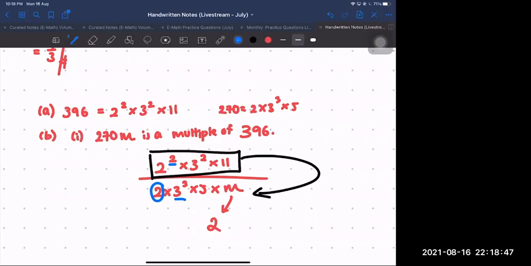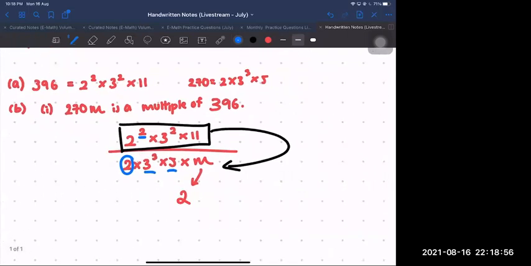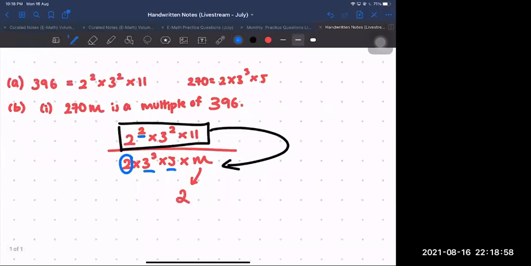How about the 5? There's a 5 here, there's no 5 in the numerator. This means that the 5 is not important in this case. We can just ignore it. How about the 11? Now there's an 11 in the numerator, but I'm missing an 11 in the denominator. Since I'm missing, I'll just add it in. And that's why the answer is 22.